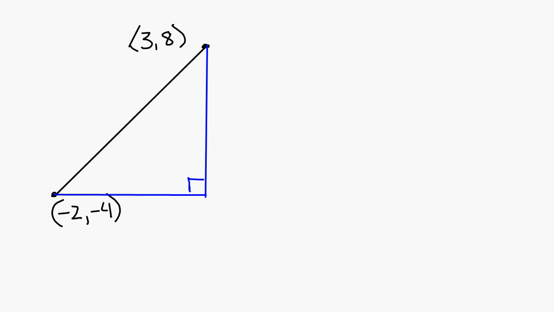And I know now that if this is a right triangle, that a squared plus b squared is equal to c squared. And I know that the side opposite the 90-degree angle is c, which means the other two are a and b.